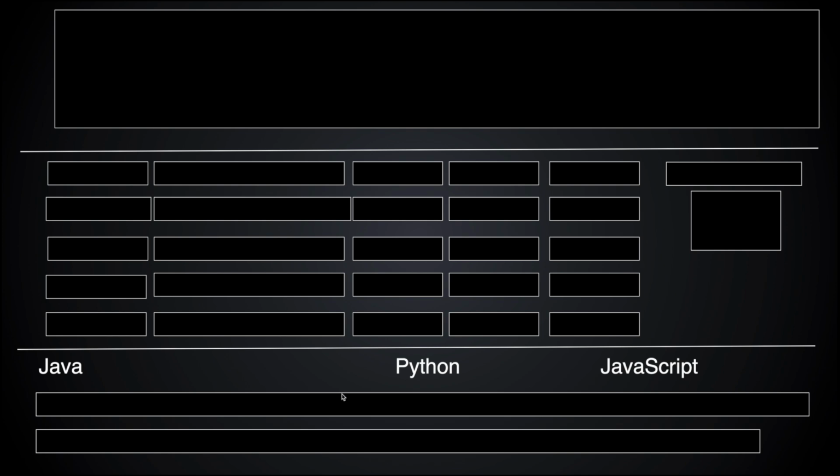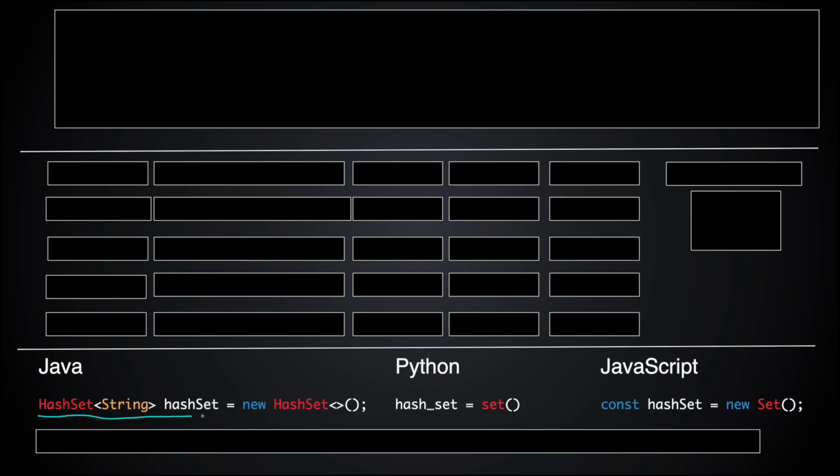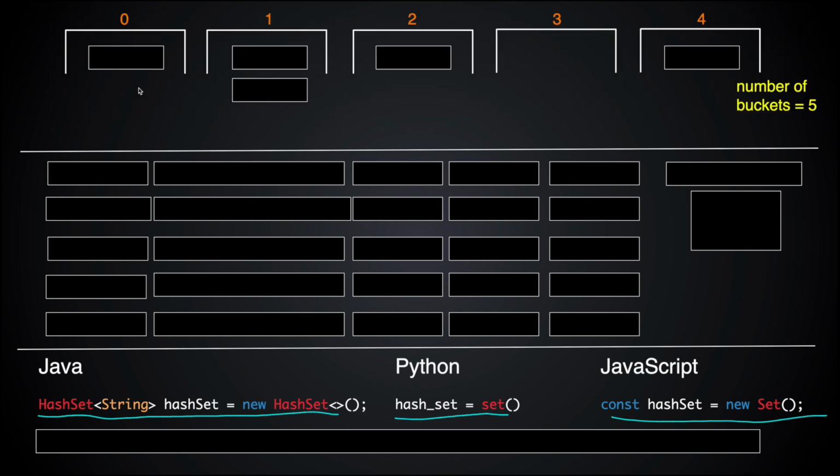Alright, so the first thing we're gonna do when we're working with a hash set is creating a new empty hash set. In order to do it, we call this function in Java, this in Python, and this in JavaScript. When we do it, the hash set, even before adding any new elements, already creates an array for 5 elements. 1, 2, 3, 4, and 5. Every element of this array is called a bucket. The buckets are going to store the elements that we're going to put in the hash set, and you soon are going to see how exactly it works.